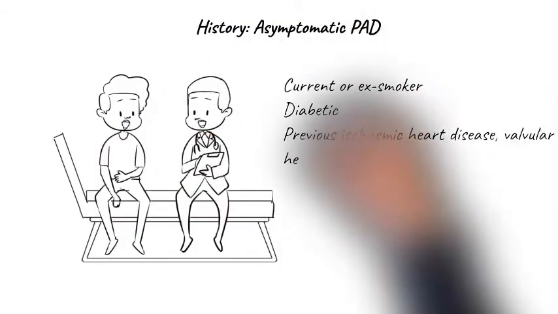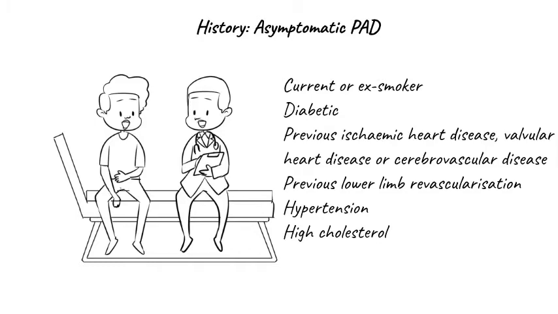So how should you detect patients with asymptomatic peripheral arterial disease? Because obviously, by definition, they have no symptoms, so they're not going to complain about anything. There are some things in their past history which should alert you to the possibility and make you check. So, in particular, are they a current or an ex-smoker? Are they diabetic? Have they a previous history of ischemic heart disease, valvular heart disease, or cerebrovascular disease? Have they previously had lower limb revascularization procedures? Do they have high blood pressure? And do they have high cholesterol? The presence of any of these in their past history should alert you to the possibility that they may have asymptomatic peripheral arterial disease.